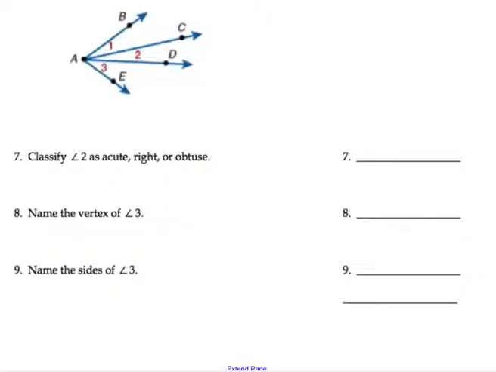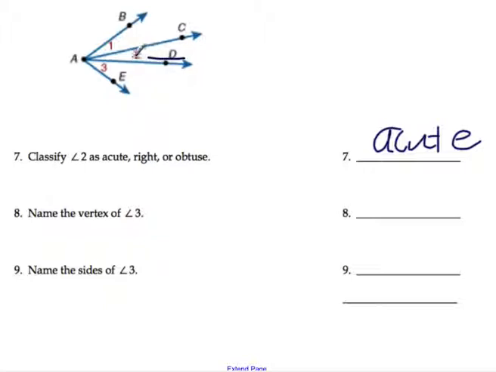Now let's take a look at number 7. We want to classify angle 2 as acute, right, or obtuse. Now remember that acute angles are less than 90 degrees, right angles are exactly 90 degrees, and obtuse angles are greater than 90 degrees. So to me this looks a lot less than 90 degrees. So this is an acute angle.